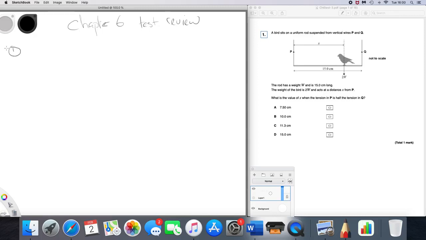Question 1. A bird sits on a uniform rod suspended by vertical wires P and Q. The rod has a weight W and is 15.0 centimeters long. The weight of the bird is 2W and acts at a distance x from P. What is the value of x when the tension in P is half the tension in Q?